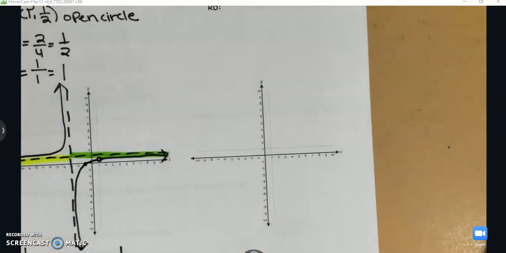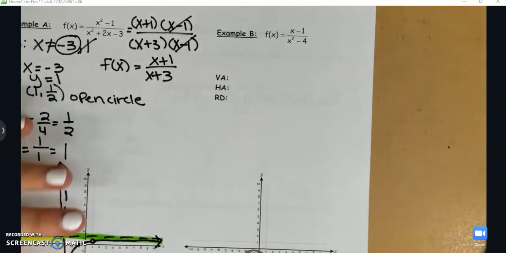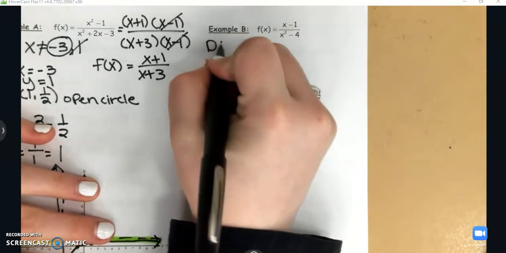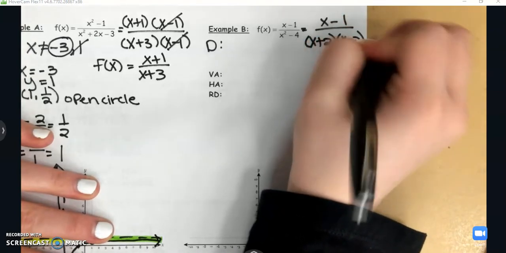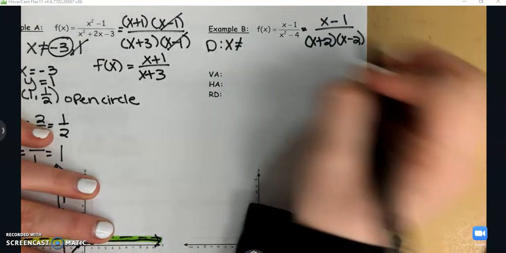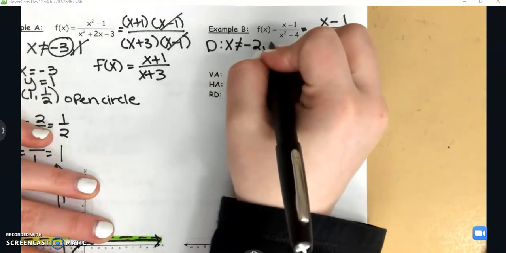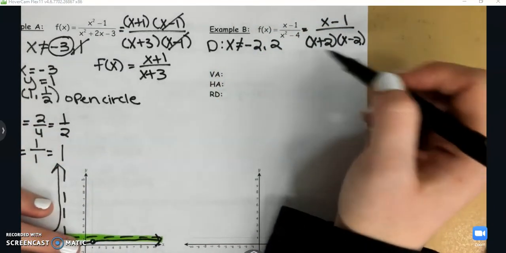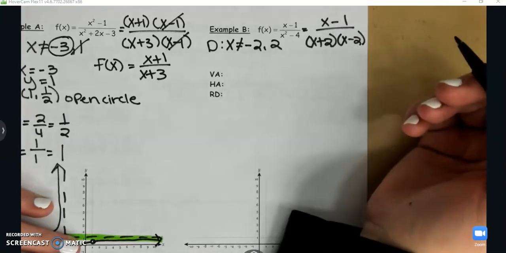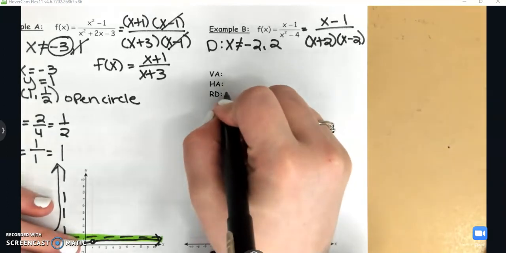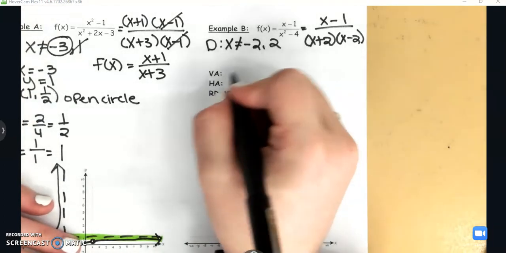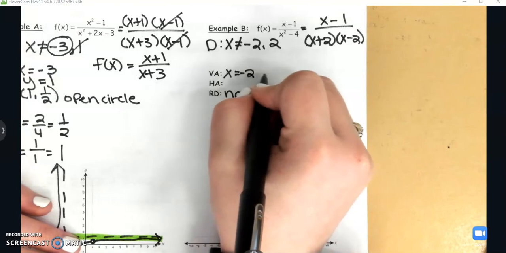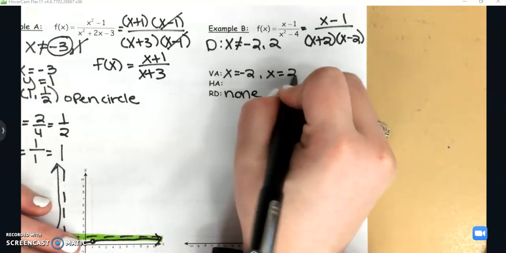All right, looking on now at example B, the first thing we need to do is identify our domain, and we do that by factoring. So in the bottom, that is a difference of squares, so I can factor that. And my domain exclusions would be that x can't be +2 or -2. And neither of these are going to be able to simplify with what's in my numerator, so I am not going to have a removable discontinuity this time, which means both of these are my vertical asymptotes.